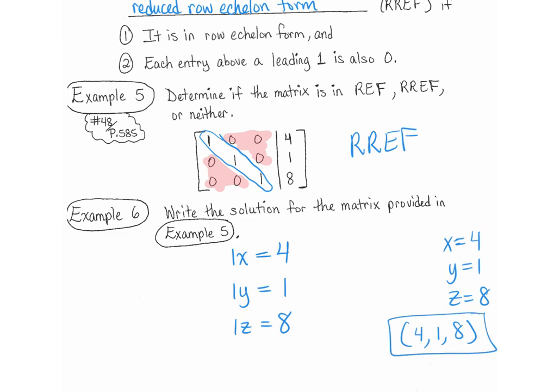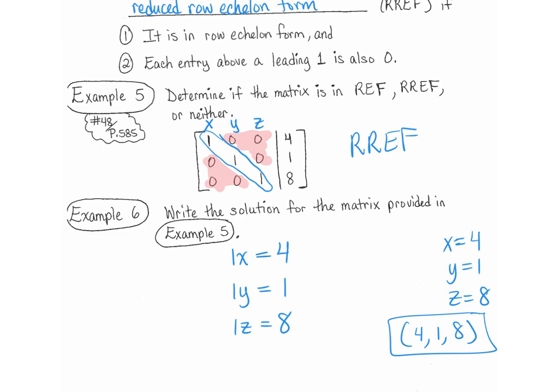You just multiply it by 1. Remember, column 1 is x, this is y, this is z. So this means 1x equals 4, 1y equals 1, 1z equals 8.